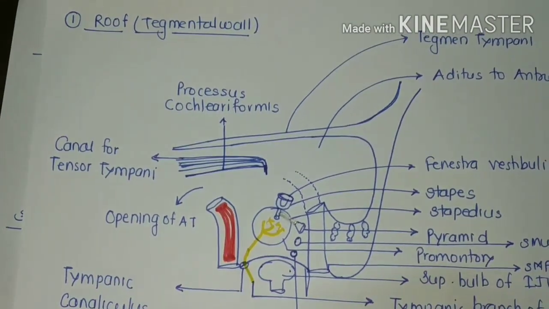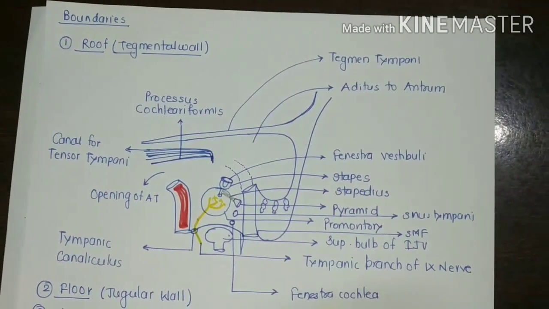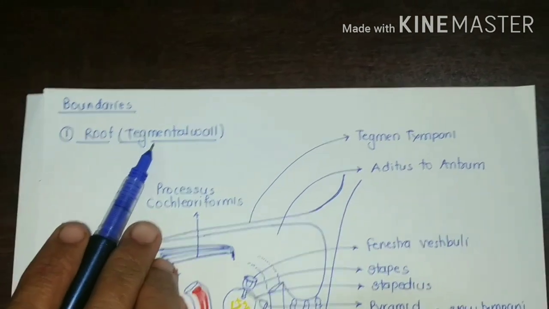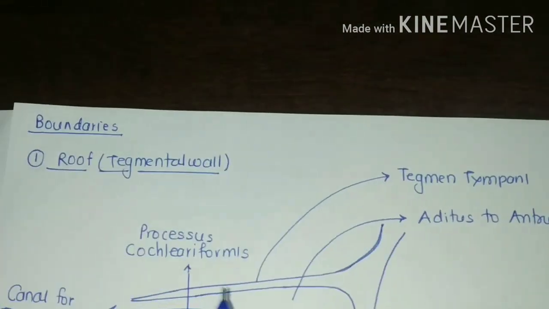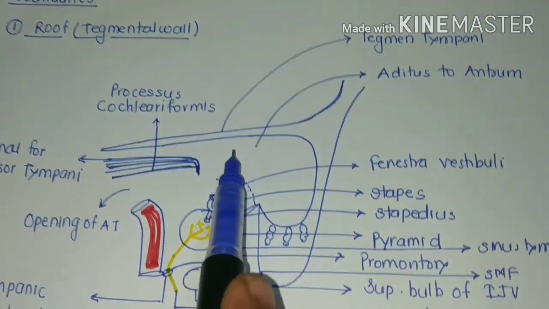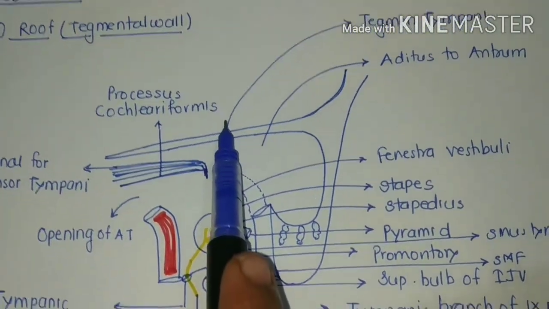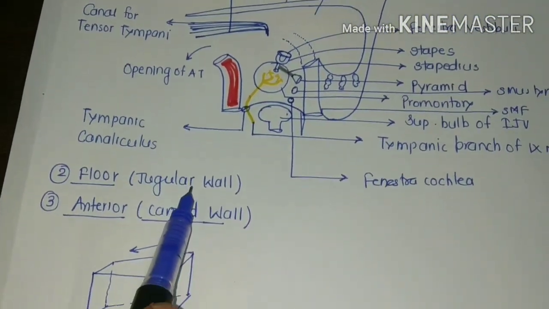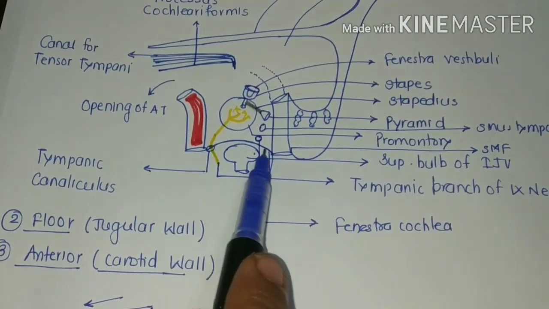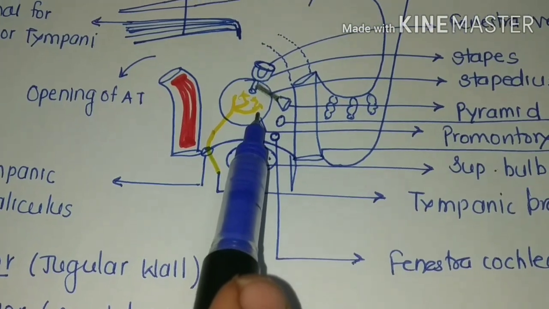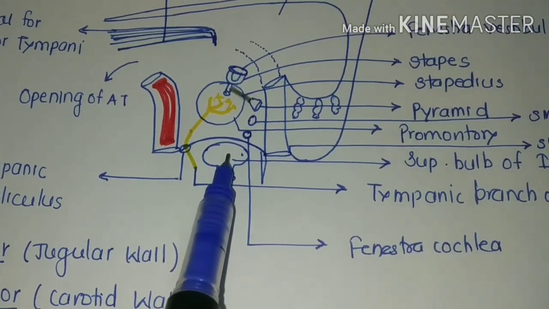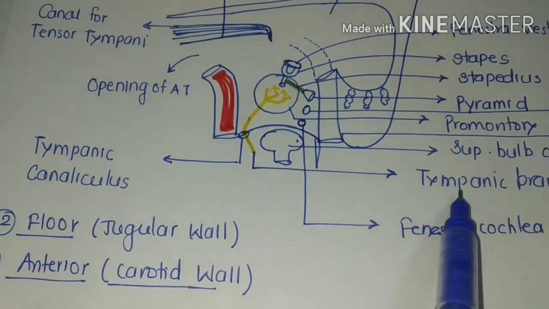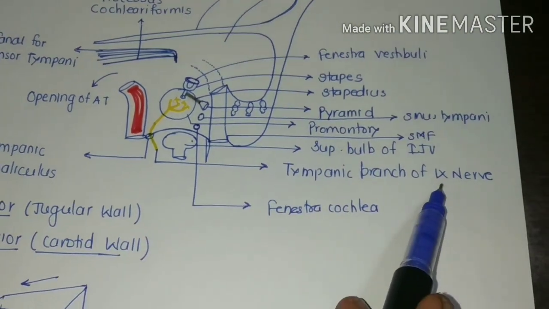Thus this is all about the boundaries of the middle ear. So to summarize, in the boundaries, first there is the roof, which is also called the tegmental wall. It is formed by the tegmen tympani, responsible for separating the middle ear cavity from the middle cranial fossa. Then second we have seen the floor, which is also called the jugular wall, and it is formed by the jugular fossa. It is responsible for separating the middle ear cavity from the superior bulb of the internal jugular vein. It presents the tympanic canaliculus, which is responsible for the passage of the tympanic branch of the glossopharyngeal nerve.